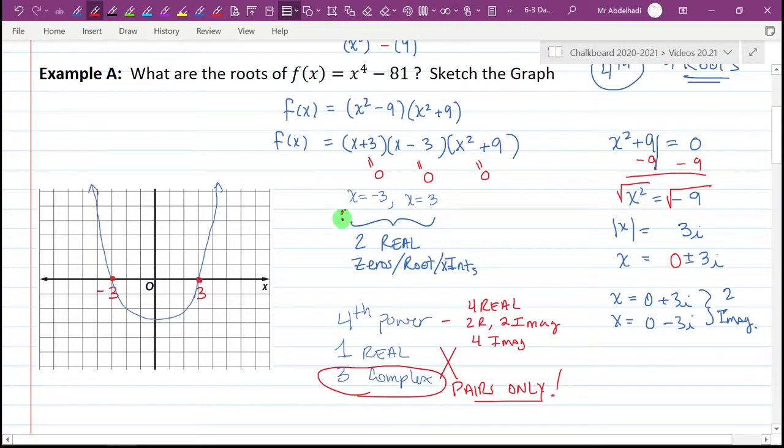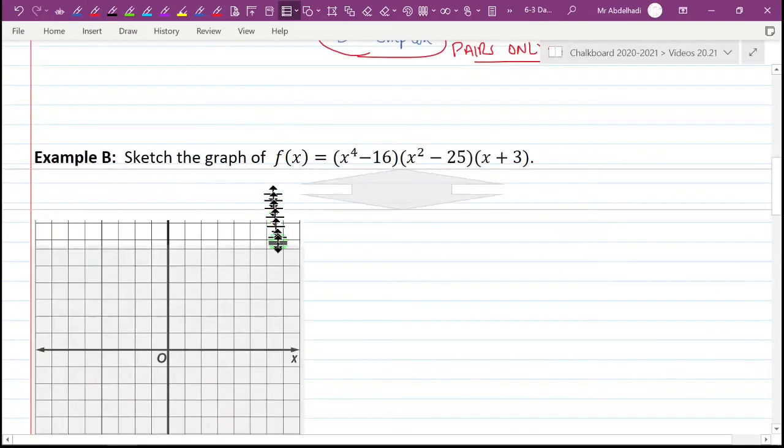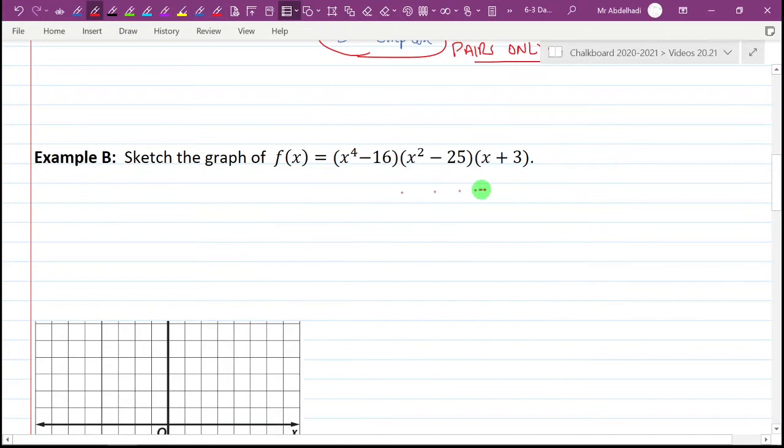All right? Let's try another one. So now this one is sort of factored. I mean, it's not fully factored, but it's sort of factored. So let's see what we can do with it. This one right here is a difference of squares, right? It's something squared minus something squared. What do you square to get x to the 4th? x squared. What do you square to get 16? 4.